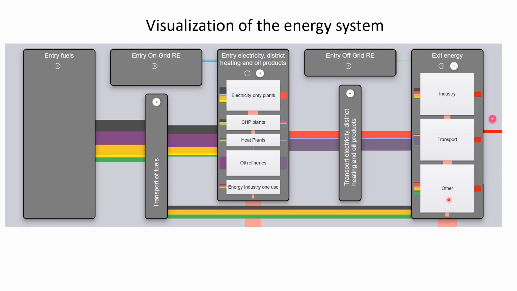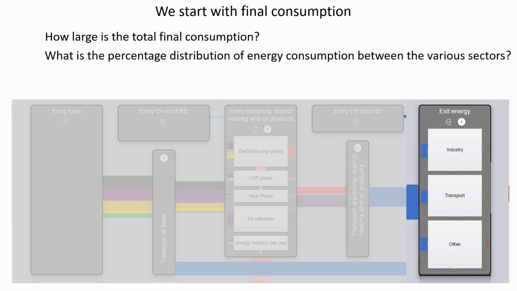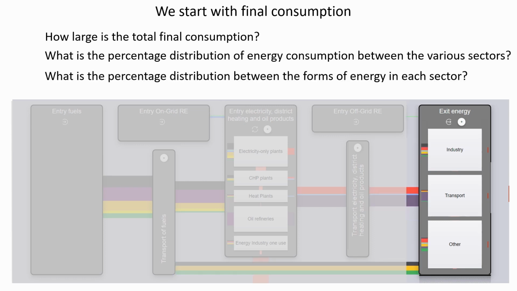When defining the key parameters that will define the whole energy system here, we start at the end use. We start here with defining the total final consumption with an absolute value. Then we define the percentage distribution between the end use in different sectors here. And then after that, we define the percentage distribution between the different energy forms in each sector.